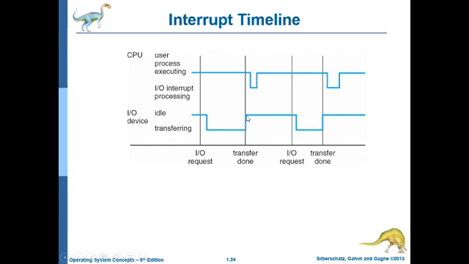Similarly, after the transfer is done, the device becomes idle, and then there is another IO request from the device. It starts transferring the data, and when the transfer is done, again it sends an interrupt to the CPU. Now the CPU, which was executing the user program, is interrupted, so it processes the interrupt, and after finishing the interrupt, it comes back to executing the user process, and at the same time the IO device is now idle. So this is an example interrupt timeline.